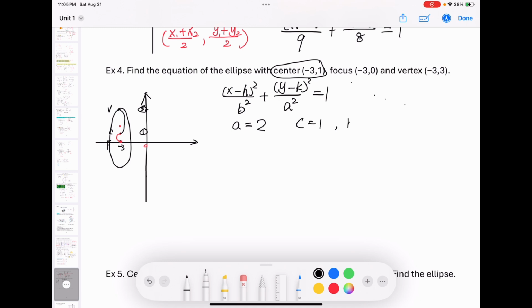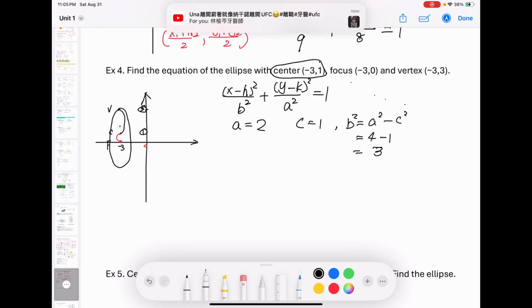So I can find my B. B squared is equal to A squared minus C squared, which is 4 minus 1, is 3. So B squared is equal to 3. I don't have to find the B, because in the equation it doesn't have the B, it has the B squared. Okay, we have every piece of information. Let's bring all of them into my equation.